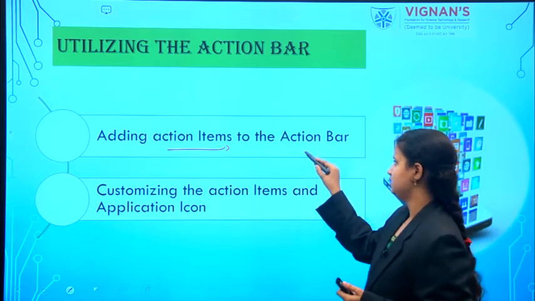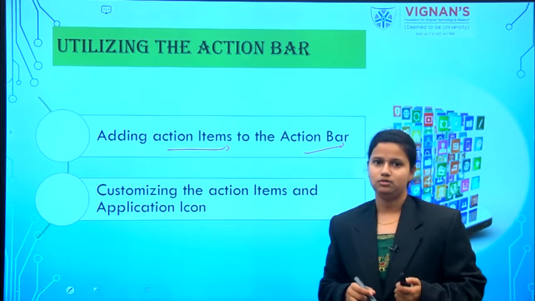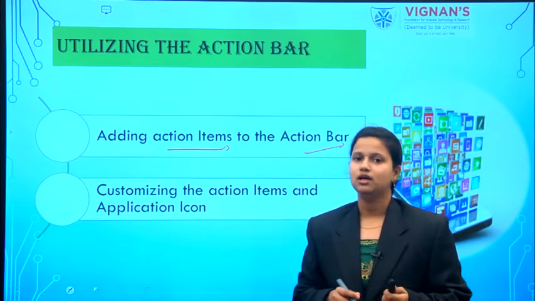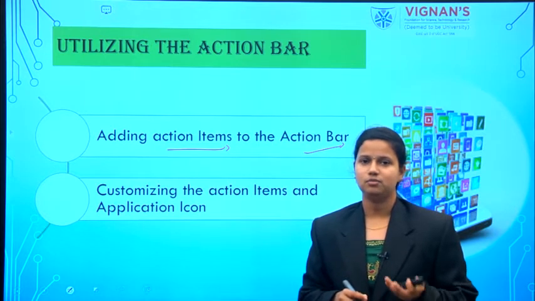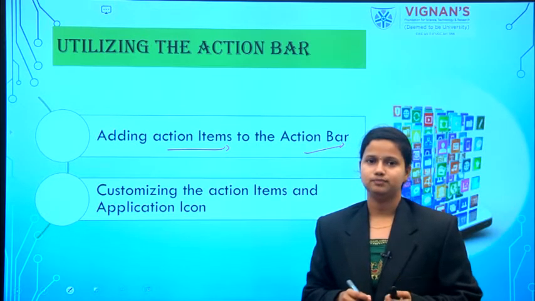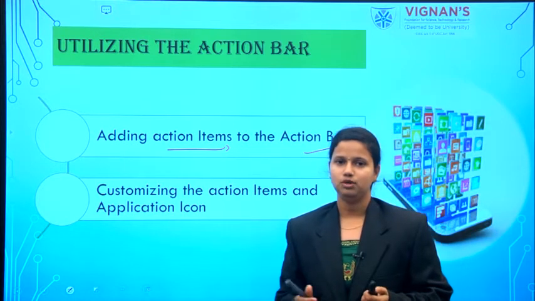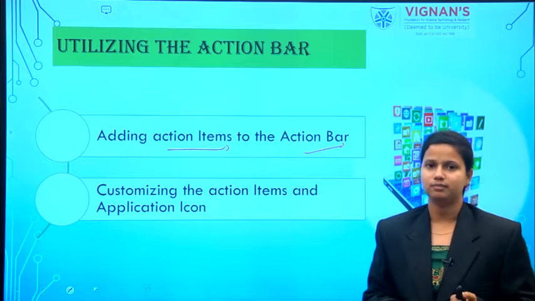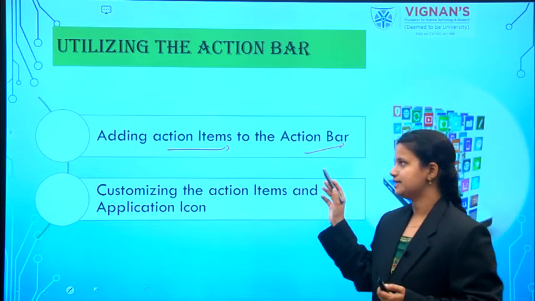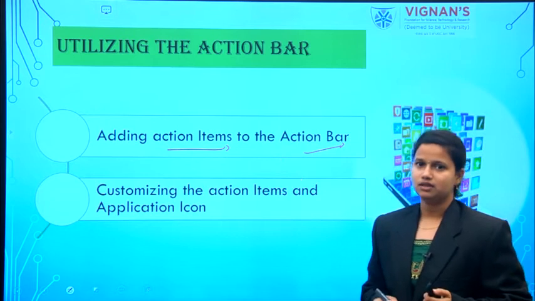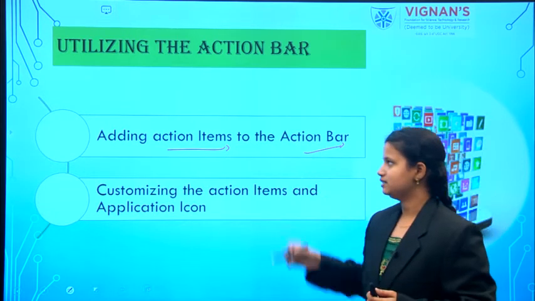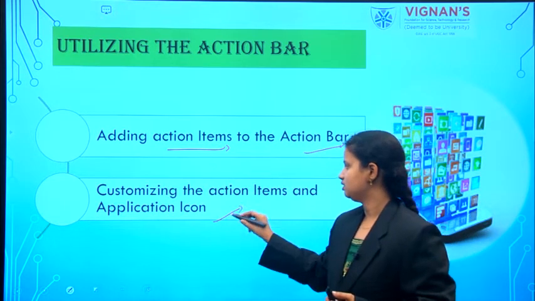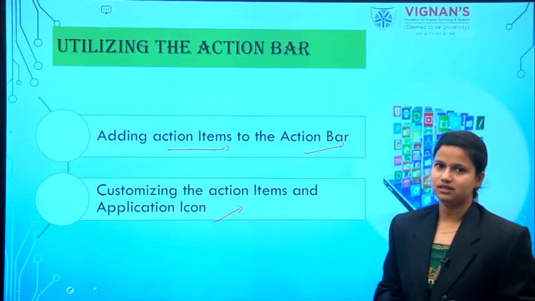How is this possible? A menu is created, and from that menu we create different menu items and select a menu item. We perform onOptionsItemSelected, in which we display a menu choice. When we click on the different menus, we perform different actions. That was explained in the previous class, adding action items. In this class we are seeing customizing of action items and the application icon.